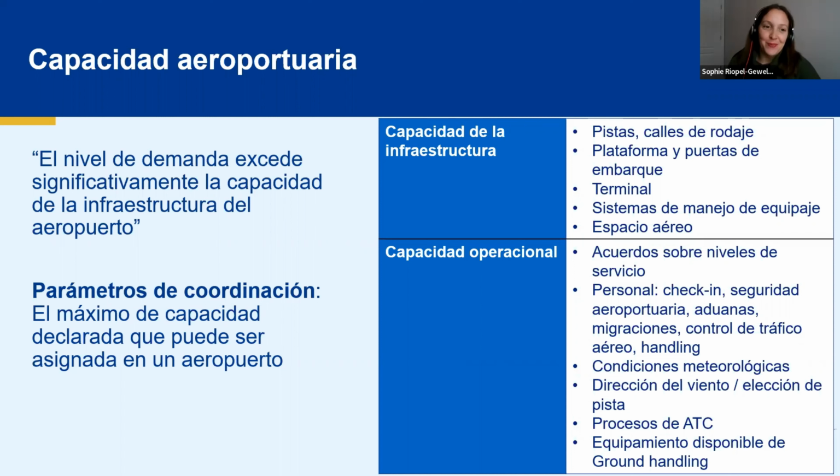So before we go into the details of how slot allocation works, we just want to say a few words on airport capacity. So as we saw in the introduction, coordination is introduced when the level of demand significantly exceeds the capacity of the infrastructure. So many airports that we speak with have questions as to how this works in practice. So of course, there's many signs when an airport becomes congested, which varies depending on the system that's causing the issue.